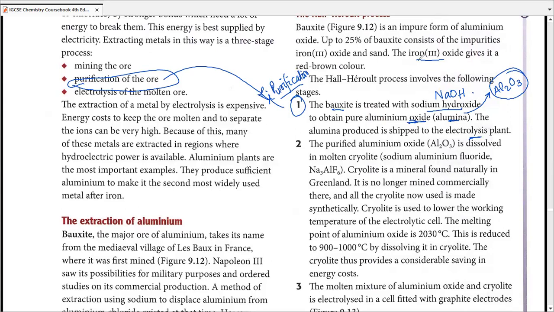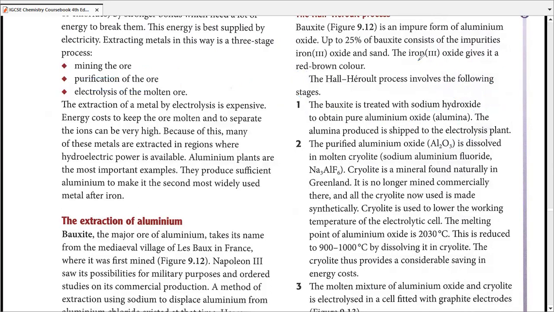This was what I just discussed. Let's continue with where we were going. So point two is basically electrolysis. Now, purified aluminum oxide is dissolved in molten cryolite. The actual name of cryolite is sodium aluminum fluoride. The formula is Na3AlF6. Cryolite is important over here. And if you take a look at the past papers, you're going to find many questions about cryolite. Cryolite was a mineral that was naturally found in Greenland, but it is no longer mined commercially there. And all the cryolite in the Earth's crust has been used so far as we know, and cryolite is now made synthetically.